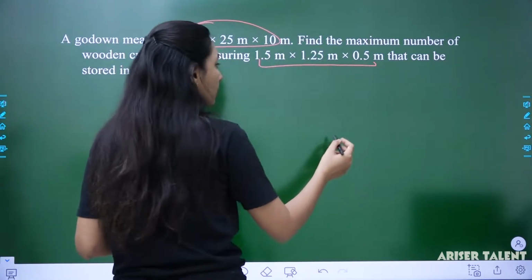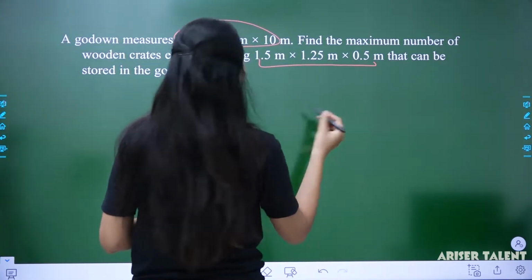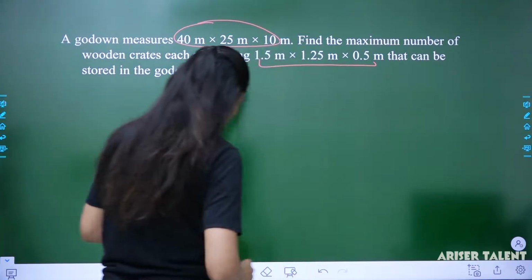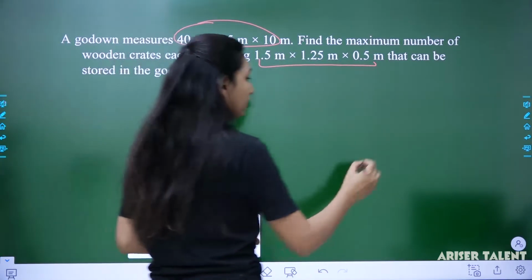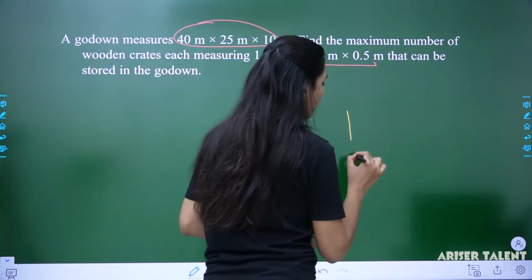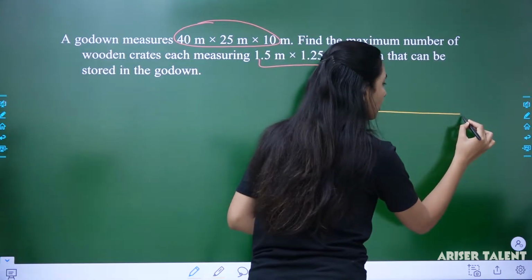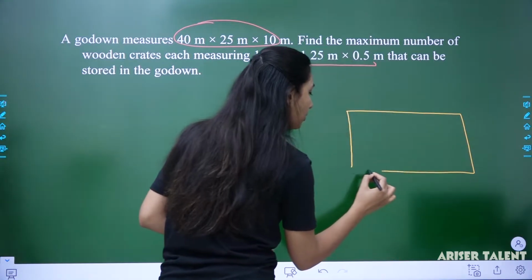Here we have a godown, which is cuboidal for sure. So let's draw it. Here's some cuboidal godown.